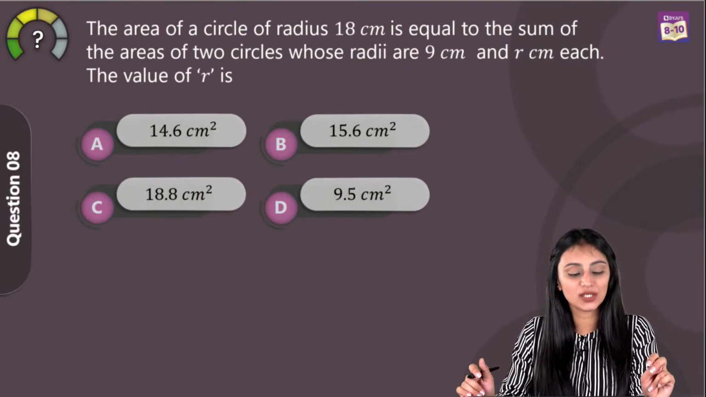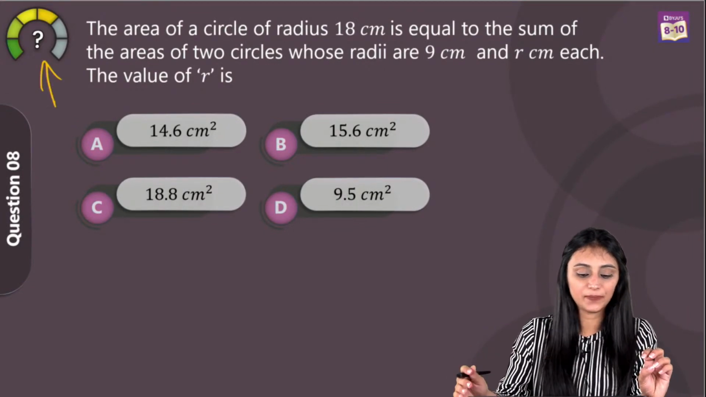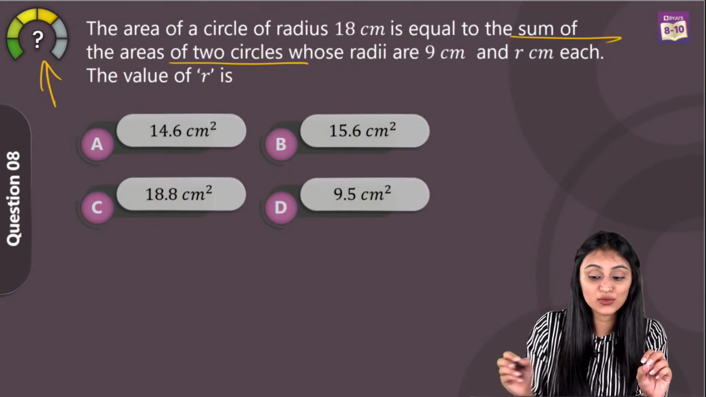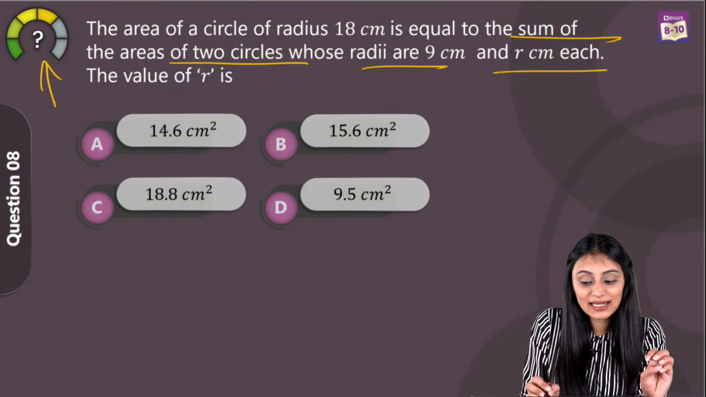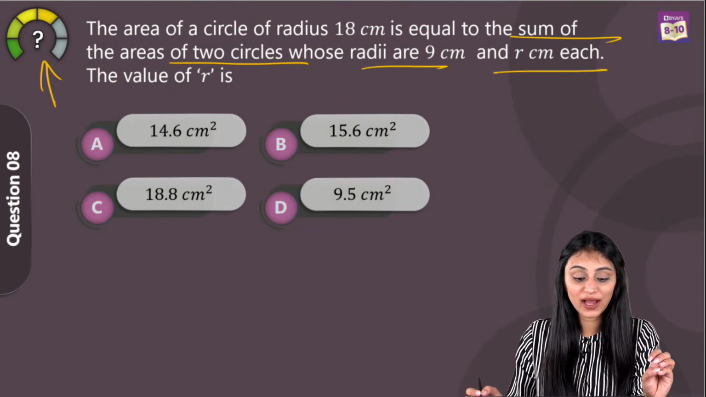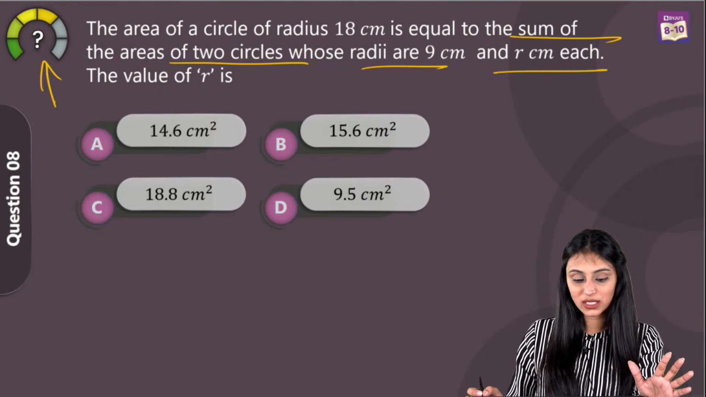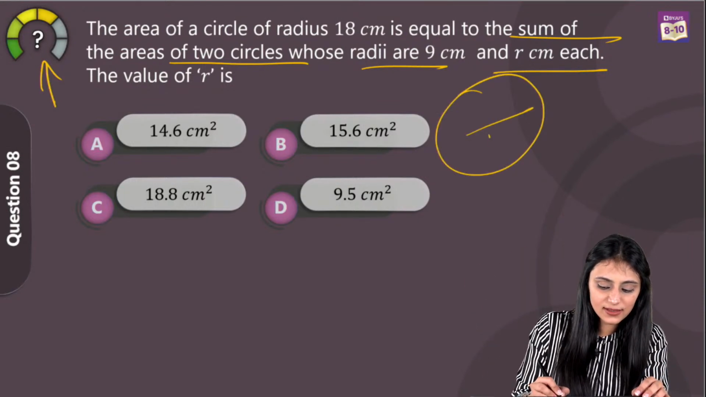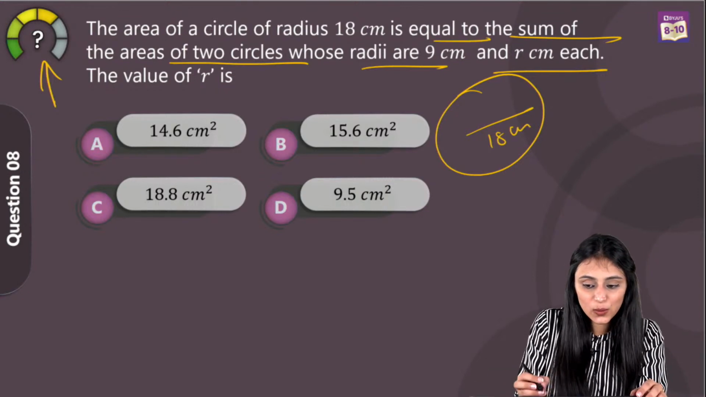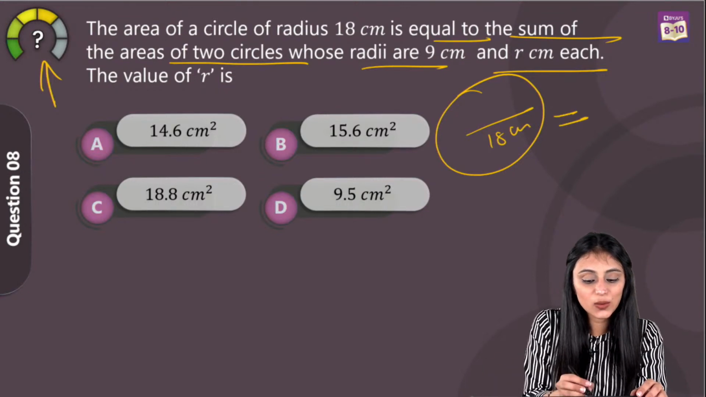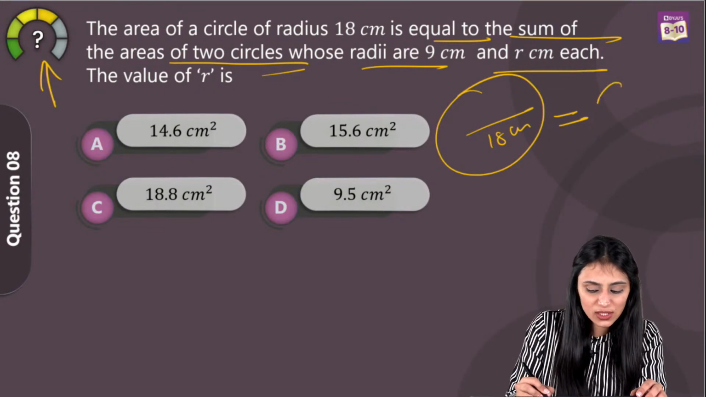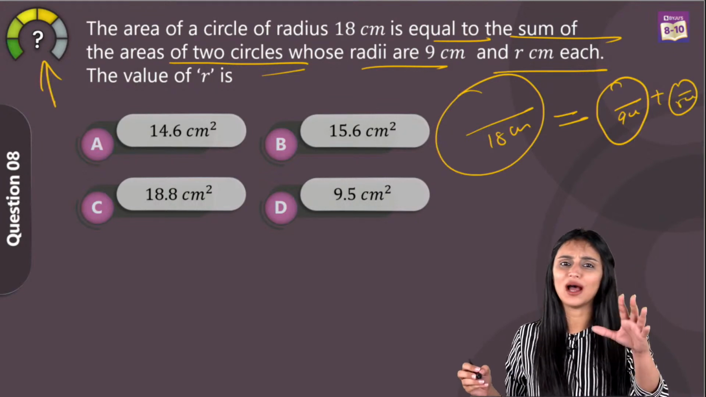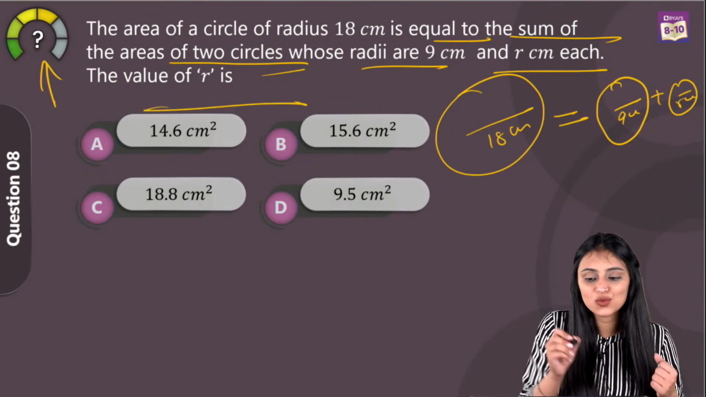So here we have our question number 8, and this is a moderate one. The area of circle of radius 18 centimeter is equal to the sum of the areas of two circles whose radii are 9 centimeter and r centimeter each. The value of r is. So here what we are saying is that a bigger circle is there, its radius is 18 centimeter. It is equal to the sum of areas of two other circles. One has a radius of 9 centimeter, another one has a radius of r centimeter. I don't know what the value of r is, and that's what we need to find here.